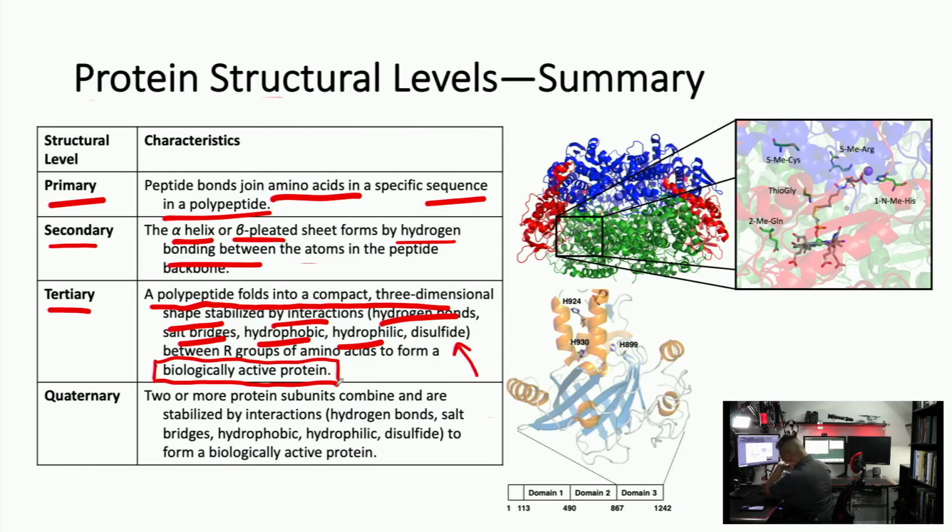Okay. And the quaternary structures are basically two or more protein units, right, that are tertiary structures that are stabilized. They combine together and stabilize with the same non-covalent and covalent interactions and become an active biological protein, right?